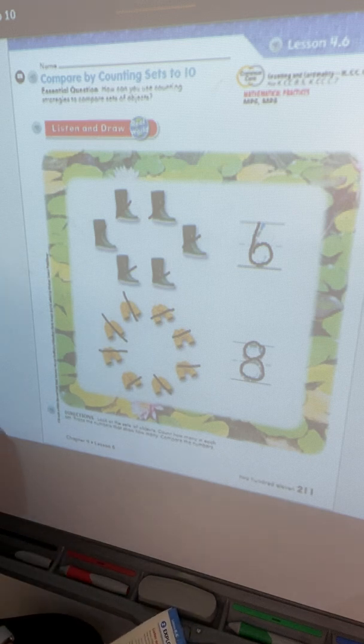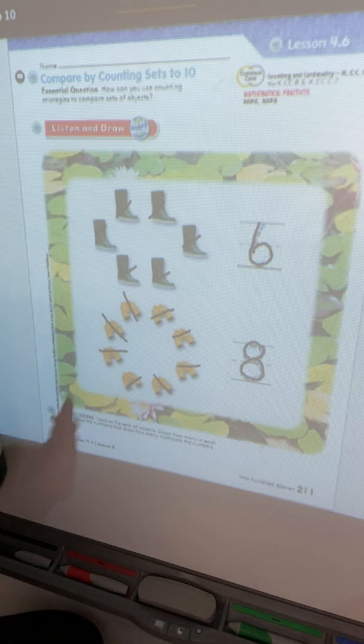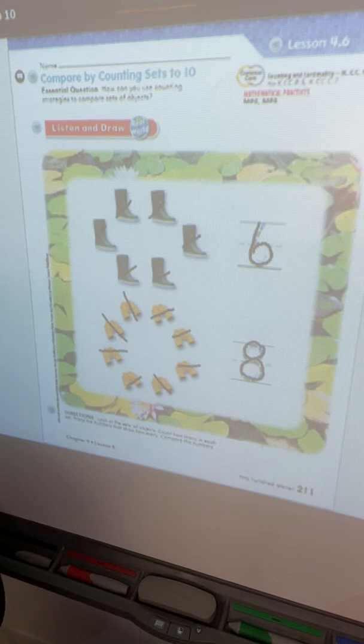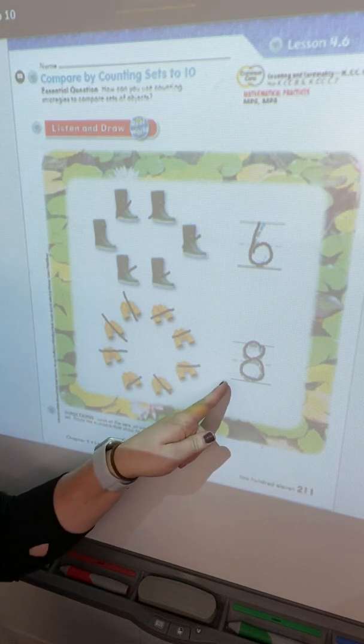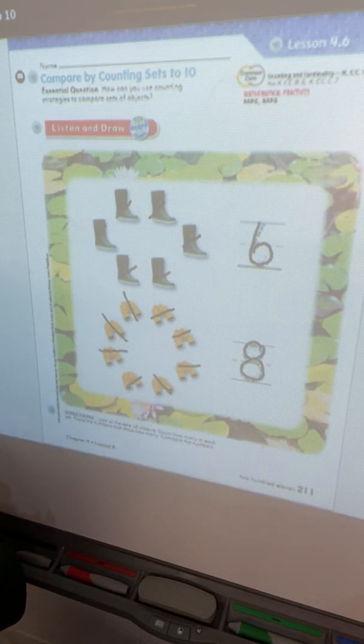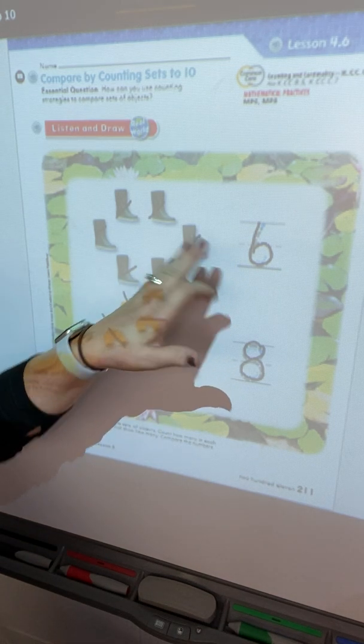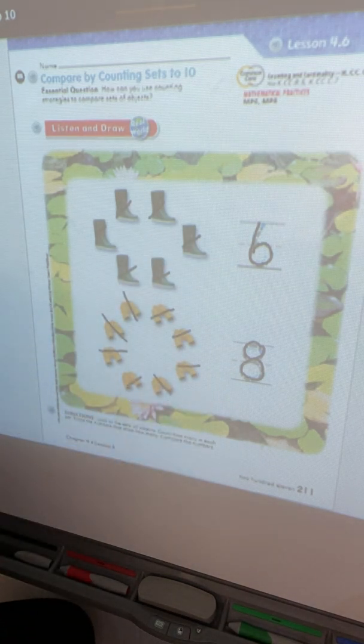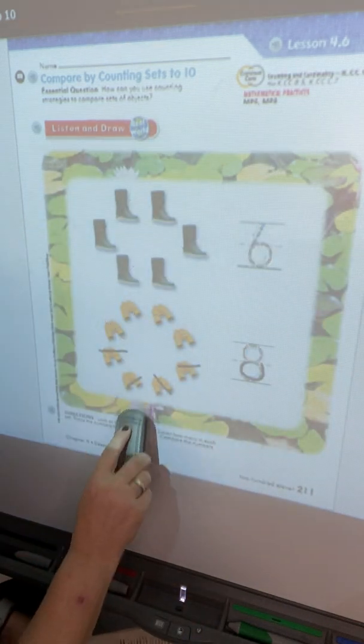Now we need to compare these numbers. So there's 6 boots and 8 binoculars. Which one is greater than? Which one has the greatest amount of items? If you said 8, you are right. Remember, greater than is the same as saying more. So which one has the most? 6 would have the least, and 8 would have the most. All right, that was just an introduction.